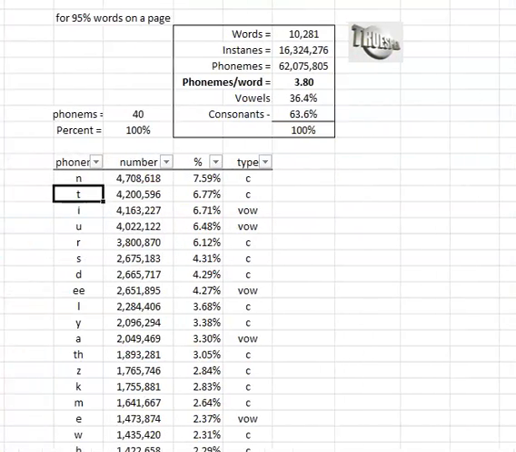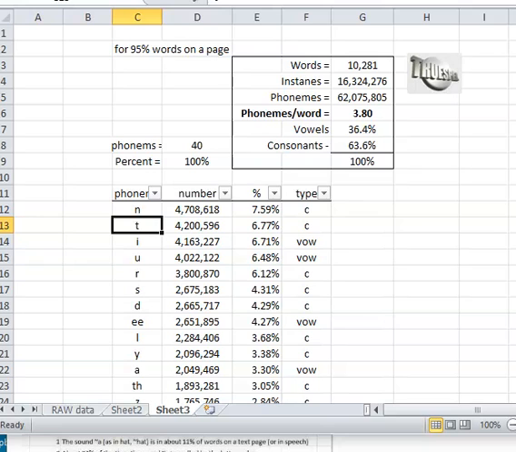And when you use this data, you come up with a total for the consonants and vowels. Here is a listing of consonants and vowels. Here's the vertical listing. And here's the database analysis. We've had the 10,000 words, 16 million instances, 60 million phonemes, and that works out to 3.4 phonemes per word.